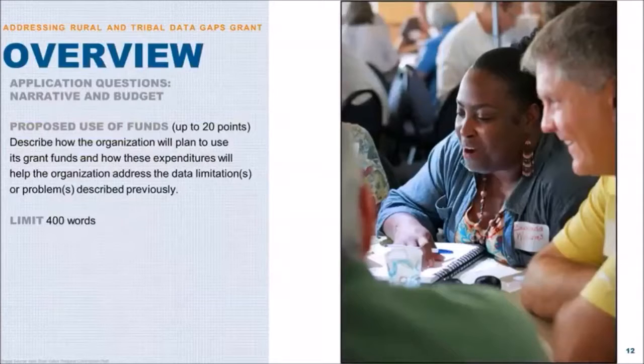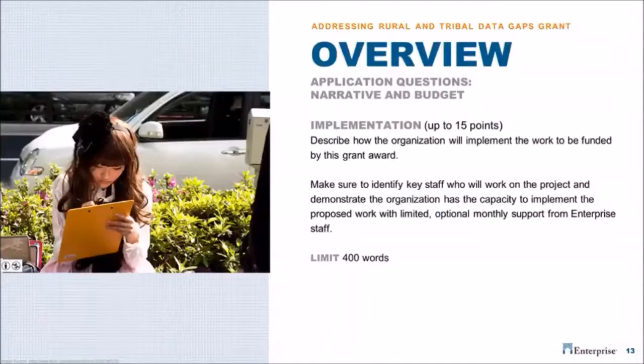All right. The next question will be around implementation. And this will be up to 15 points. And again, you're going to have 400 words to respond to this. We are asking you to describe how your organization will implement this work. You will need to identify key staff who will work on the project, and Diane was just talking about that a little bit earlier, who those could be. And you will need to demonstrate that your organization has the capacity to implement the proposed work with the limited and optional support from enterprise staff.